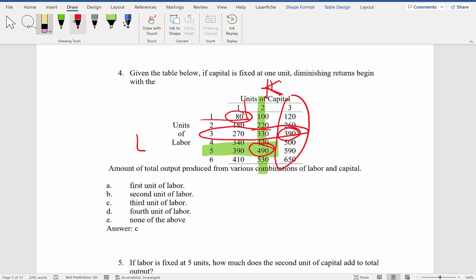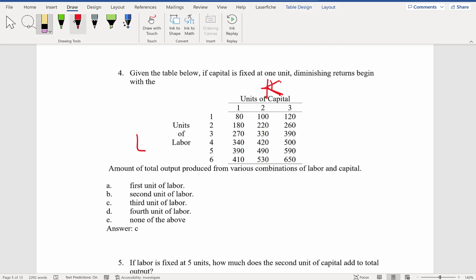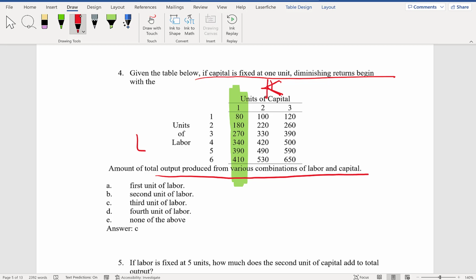All right, example. Let's delete these. So what's the question? Given the table below, if capital is fixed at 1 unit, cool, it's telling us we are on this column. Capital is fixed at 1 unit. Total amount of output produced from various combinations of labor and capital. What's the question? Diminishing returns begin.